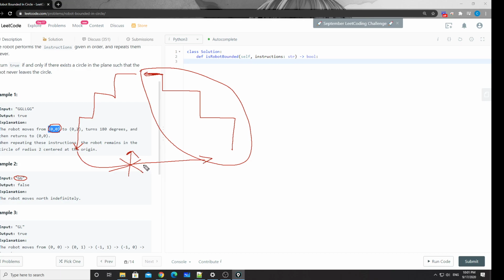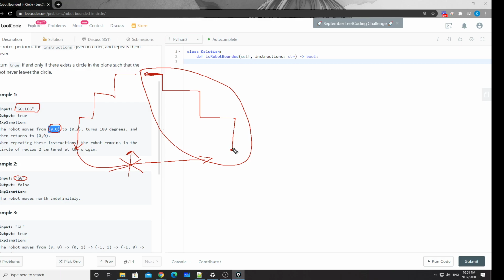So there's a proof that as long as the last direction is not facing north, which is the same direction as the starting point, then after at most four repeats of the instructions, the robot will definitely come back to the original place.